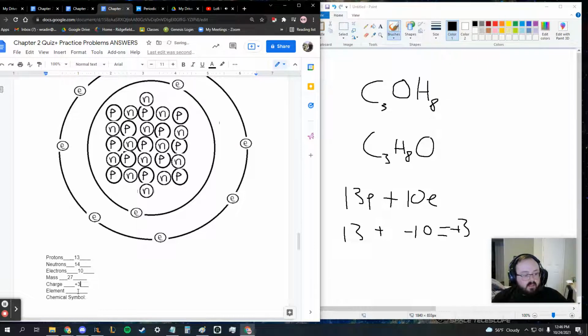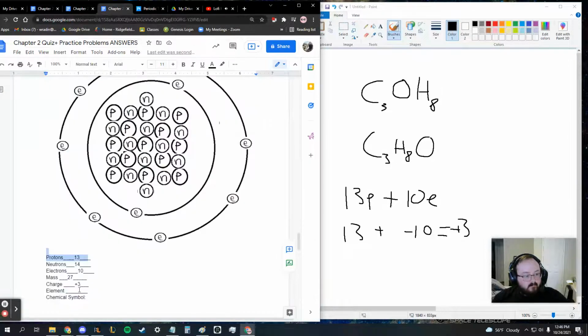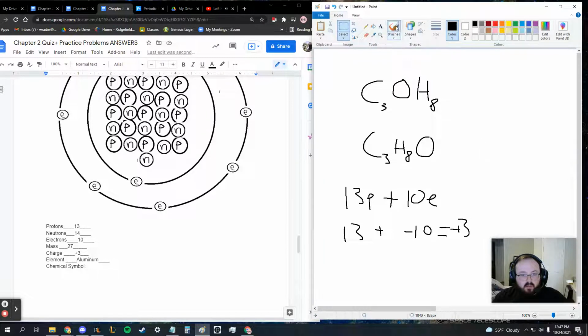Plus 3. And the element that this is, our protons is 13. Let's go to our periodic table, find number 13. This is aluminum. So this is an A. Excuse me. This is Al. This is an L, not an I. Aluminum. So our chemical symbol then, therefore, is going to be Al with a 3 plus charge and a mass of 27. So this is what I'm looking for, okay? I want the charge and I want the mass.